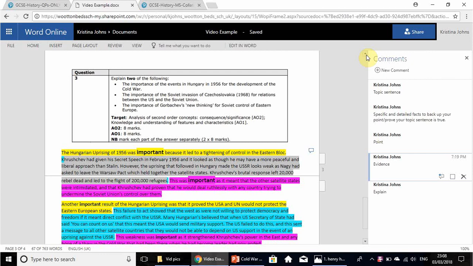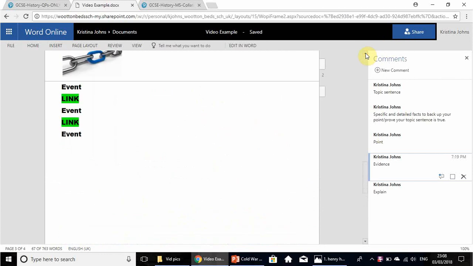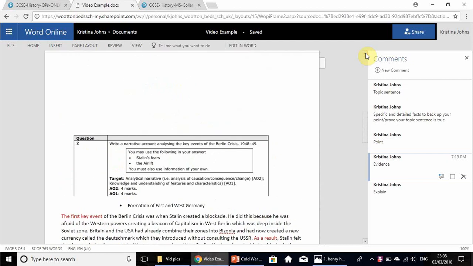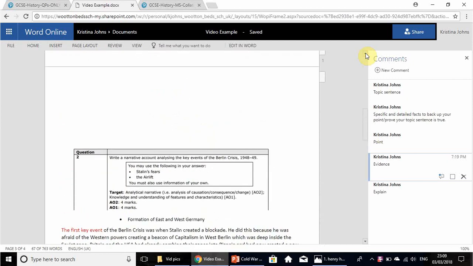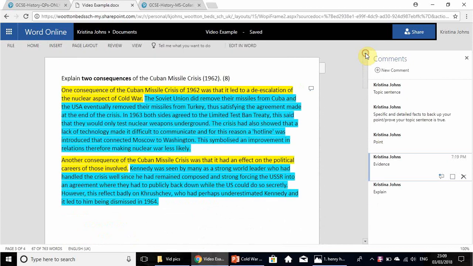You will also notice that you're being examined on a really small amount of the information that you know. So it's really important that you've revised the whole story in depth so that no matter what comes up, you're able to talk about it. Notice that the narrative account question is about one specific event, and then the Cuban Missile Crisis question is about something really specific as well.